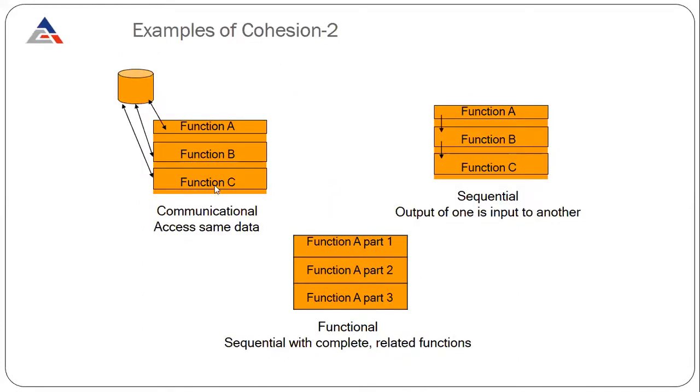Then further, communication. They communicate with a single server. If this is a database, all the functions are communicating at the same time with a single database. That is communication cohesion, and it should be medium. Then sequential: A's output works as B's input, B's output works as C's input. These are functions in a single module. Then there is functional, where different functions are used and they are related to each other. This is cohesion. Cohesion should be high, coupling should be low.